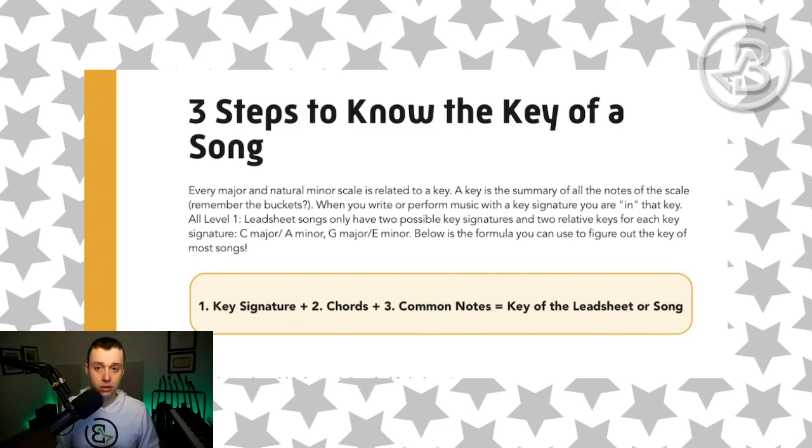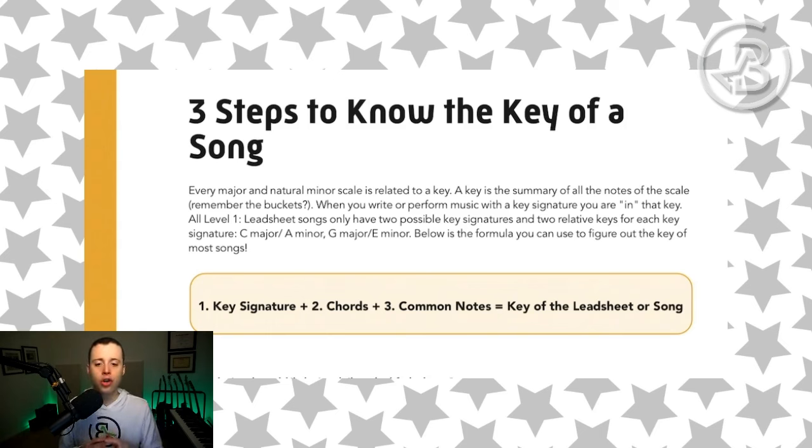Step number two is you are going to look at the chords, and there are going to be all sorts of tips and tricks you're going to learn in a couple of lessons for looking at different groups of chords and which chords are used where to understand what key the song might be in. The last thing you'll learn are common notes, which are going to show you whether a song is in a certain key or maybe a different key, whether it's in the relative major or the relative minor.